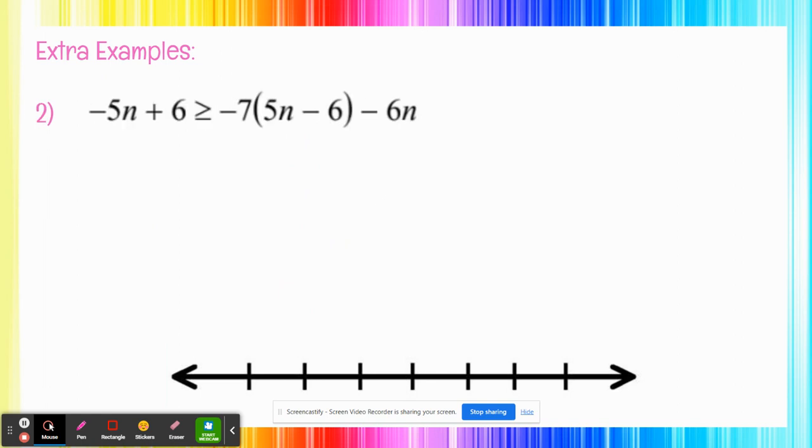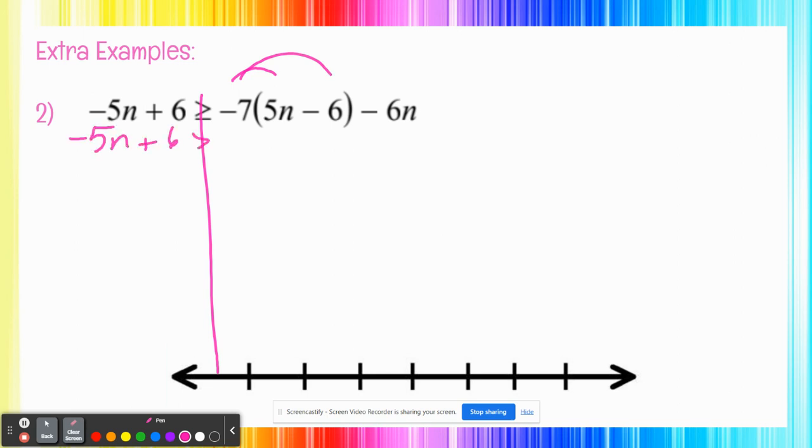Okay, I'll do one more. Okay, so we have some distributive properties, so I'm going to end up doing that first. So I bring down negative 5n plus 6. Bring down my inequality greater than or equal to. That gives me negative 35n plus 42, because negative times the negative, and bring down negative 6n.